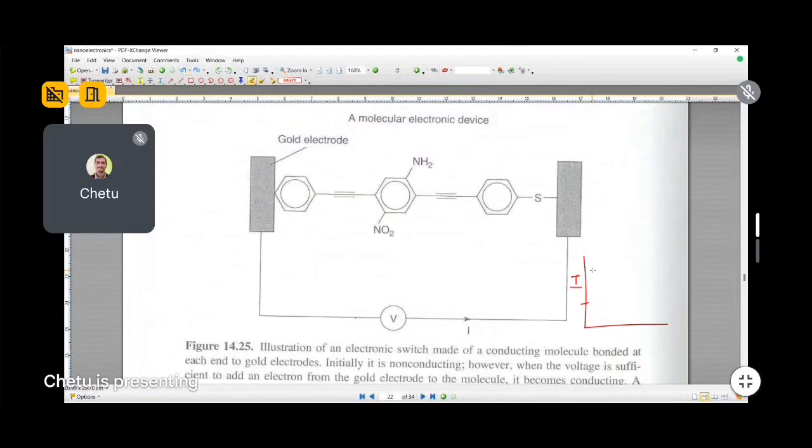This will be like this. This is conducting; you increase the voltage and this goes down. So with one electron at this level, when you increase some voltage, the electron is added by the gold metal and the molecule is conducting. Then you increase the voltage above which again it will reduce the conductivity. Okay.